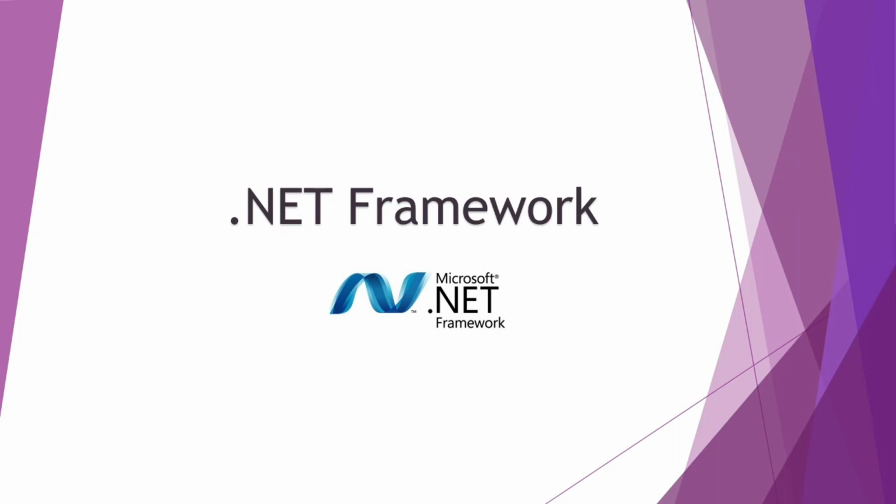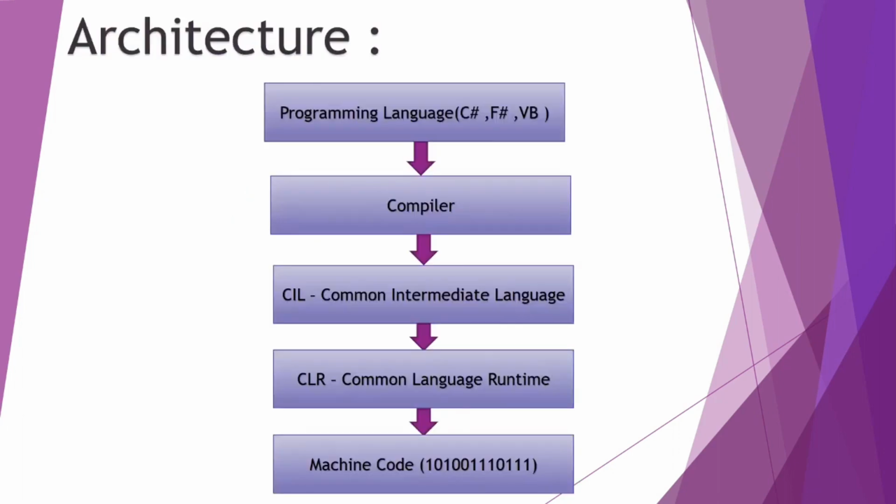So let's move to the architecture of .NET Framework. See, this is a small diagram I have designed for you. .NET Framework basically supports C#, F#, and VB. So these are the programming languages. And this is the compiler.